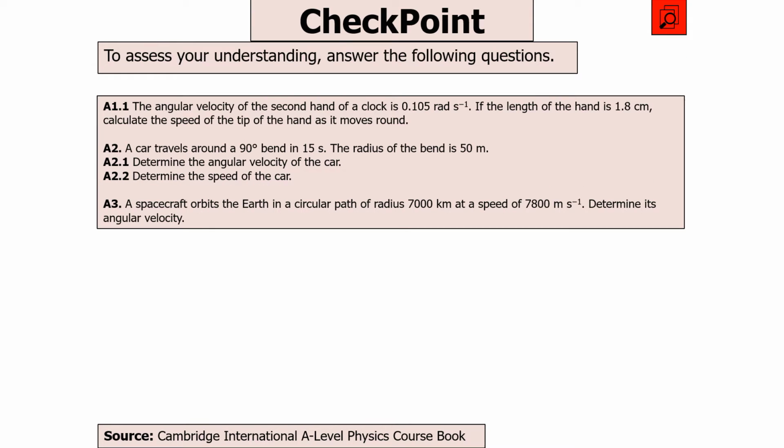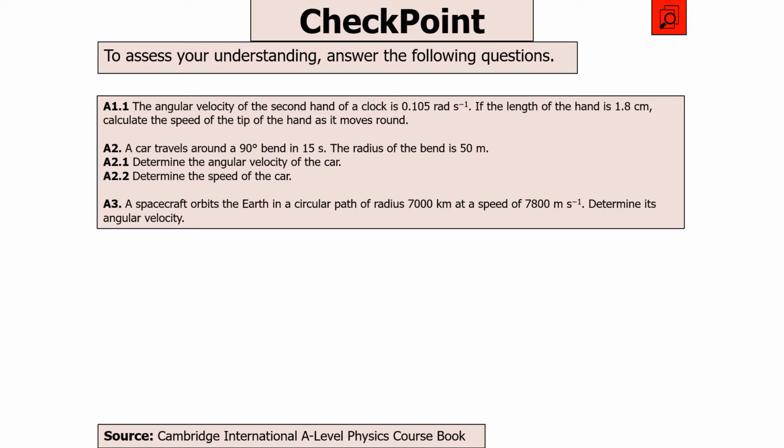The next question says that the angular velocity of the second hand of a clock is 0.05 radians per second. If the length of the hand is 1.8 centimeters, calculate the speed of the tip of the hand as it moves around. Then a car travels a 90-degree bend in 15 seconds. The radius of the bend is 50 meters. Determine the angular velocity of the car. Determine the speed of the car.